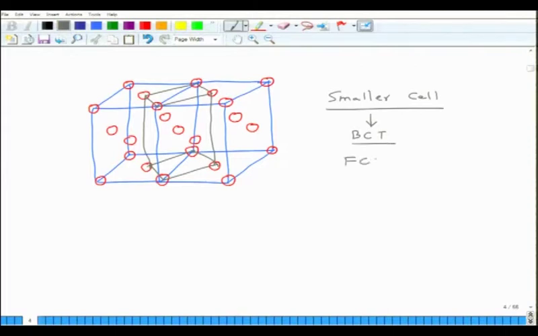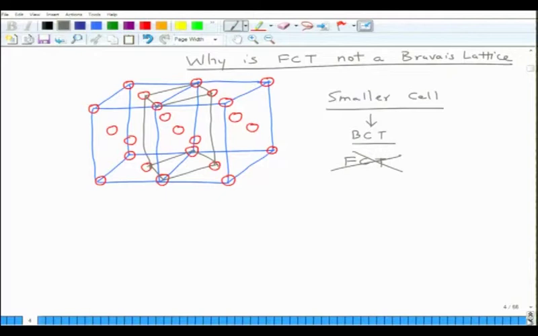That is why face centered tetragonal is not present in the Bravais lattices, because it can always be represented by a smaller body centered tetragonal unit cell, and you choose a smaller unit cell as per the criteria. So, this is why FCT is not there. Why is FCT not a Bravais lattice? This is the answer for that.